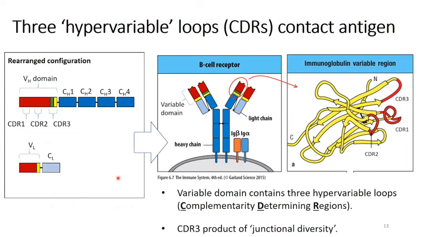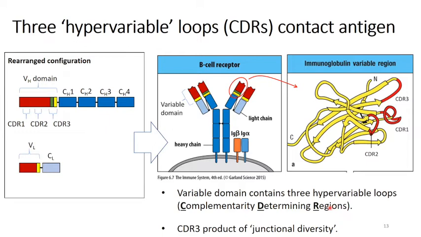One other thing we need to mention is if you took all of the sequences of the rearranged variable domain and aligned them all up, you'll actually find there are 3 regions where all these differences locate. Those regions are called hypervariable regions, or CDR, for complementarity determining regions.